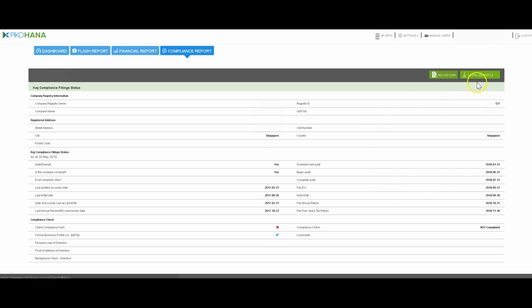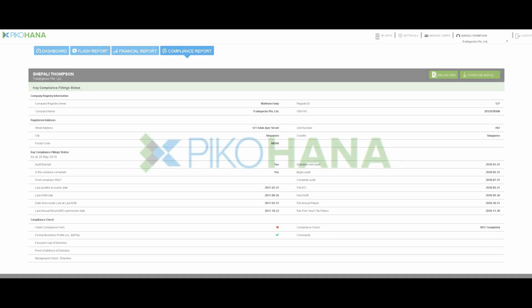Finally, we also give you the capability to download your biz file. That's what it's known as here in Singapore, but it's basically the document that gives you all the information about the company in its current status. This is a document issued by ACRA, but we give our clients real-time access to it as and when they need it. So that's the dashboard updates for Q2 2018.